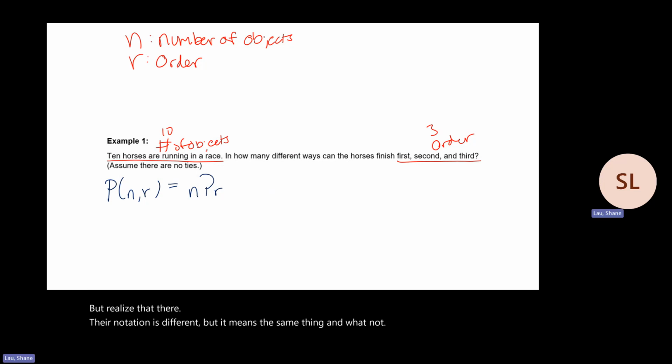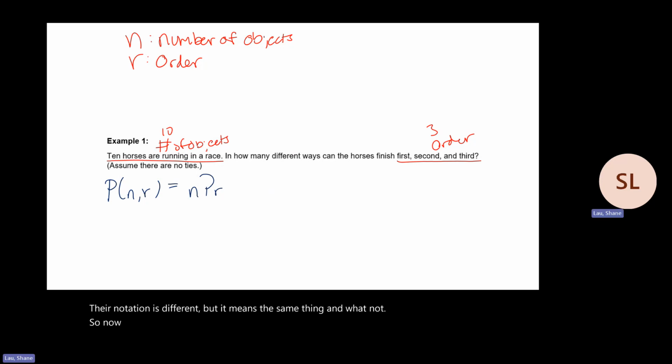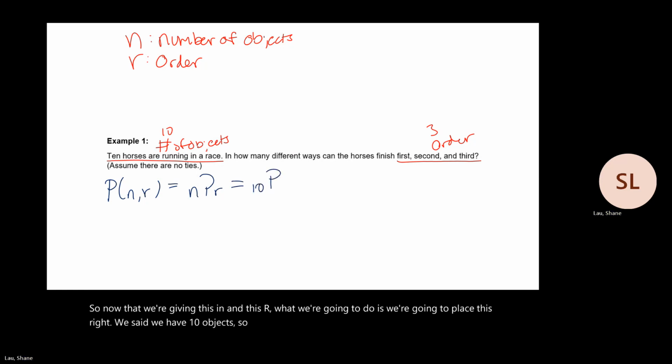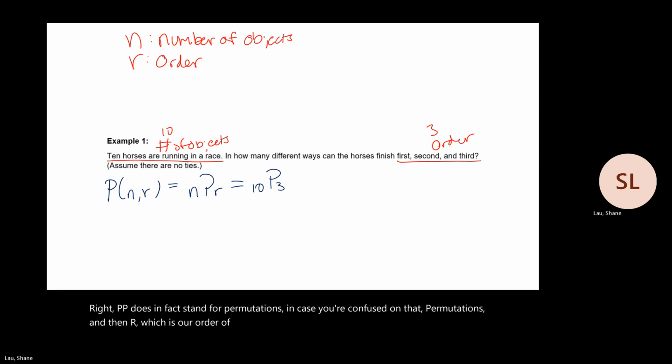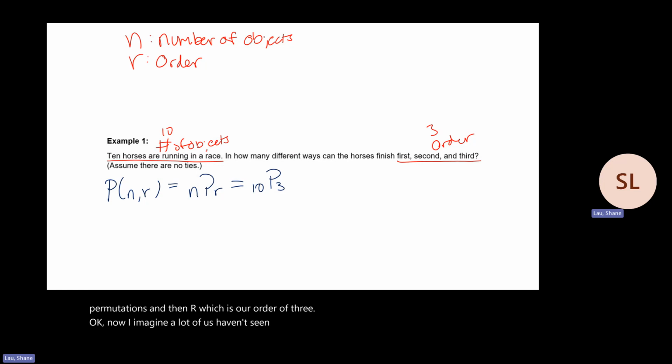Now that we are given this N and this R, what we're going to do is replace those. We said we have 10 objects, so 10. P does in fact stand for permutations, in case you're confused on that. And then R, which is our order of 3. Now I imagine a lot of us haven't seen this notation before, and in fact we haven't seen a lot of this stuff that we're about to cover before, but we're going to go with it.